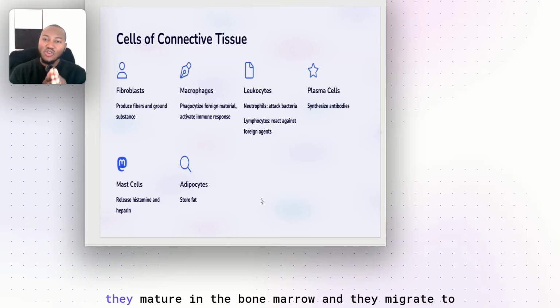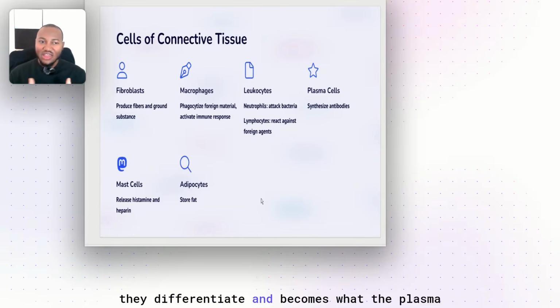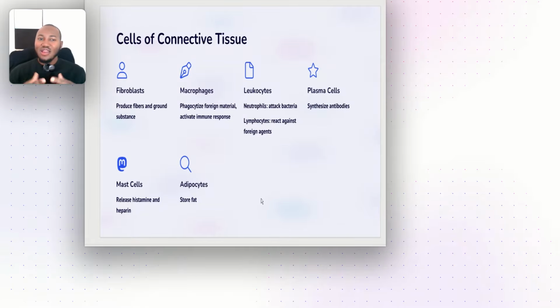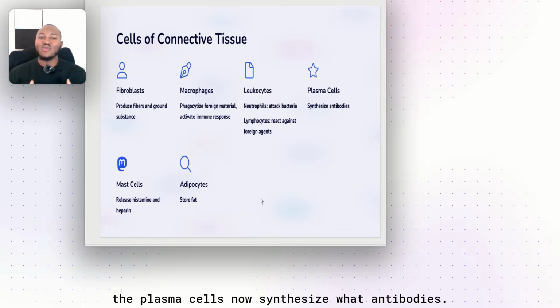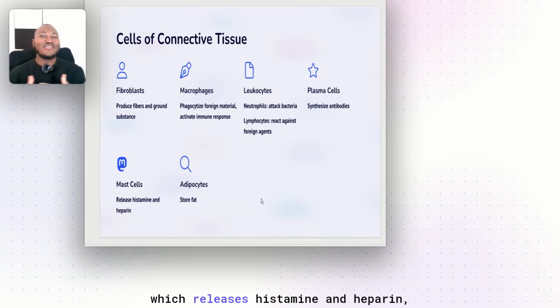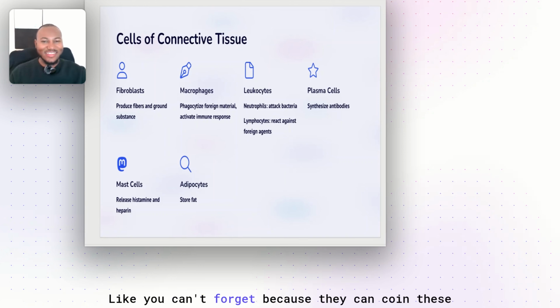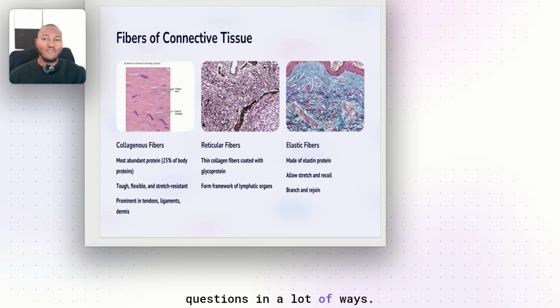B lymphocytes mature in the bone marrow and they migrate to the lymph nodes. And in the lymph nodes, they differentiate and become what? The plasma cells. After that, the plasma cells now synthesize what? Antibodies. This is the pathway. Also, the mast cells, which release histamine and heparin, then adipocytes. These connective tissue cells, you cannot forget them. You can't forget them because they can pose these questions in a lot of ways.